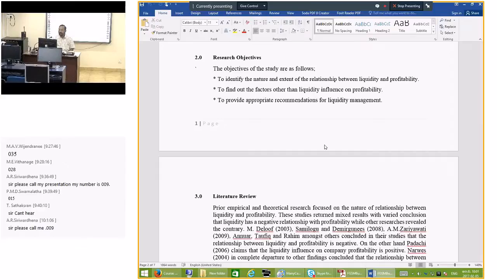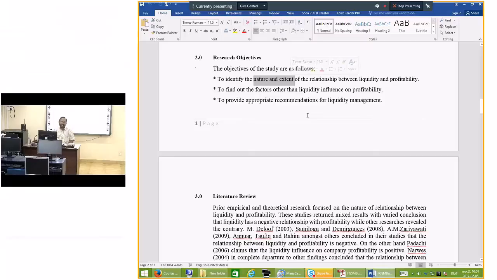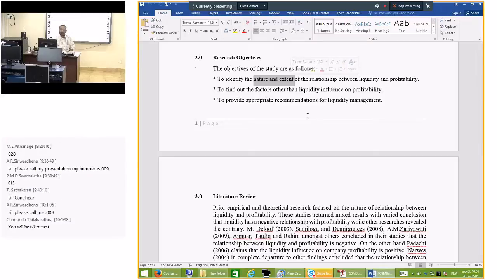Yes, sir. The objective of the study is as follows: to identify the nature and extent of the relationship between liquidity and profitability. It is clear, no? There is no need for nature and extent. When you are writing the research proposal, don't use unnecessary words. Just write: to identify the relationship between liquidity and profitability. When you use unnecessary words, you may be in trouble at last.